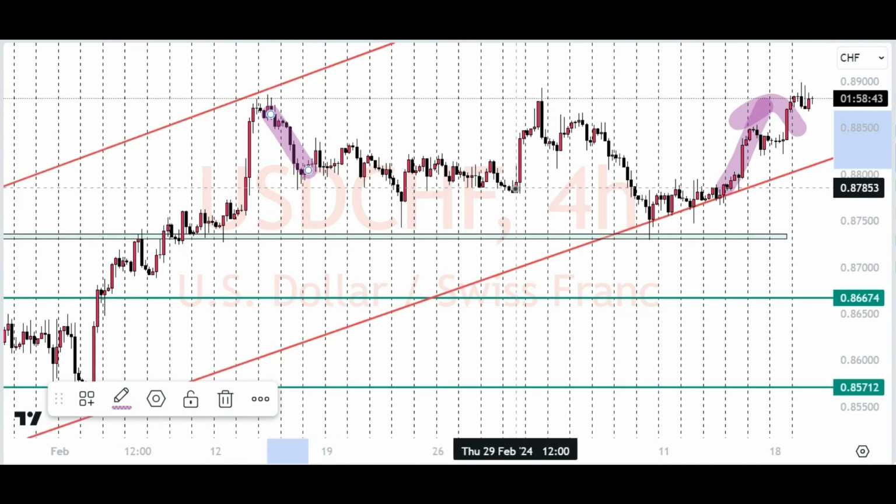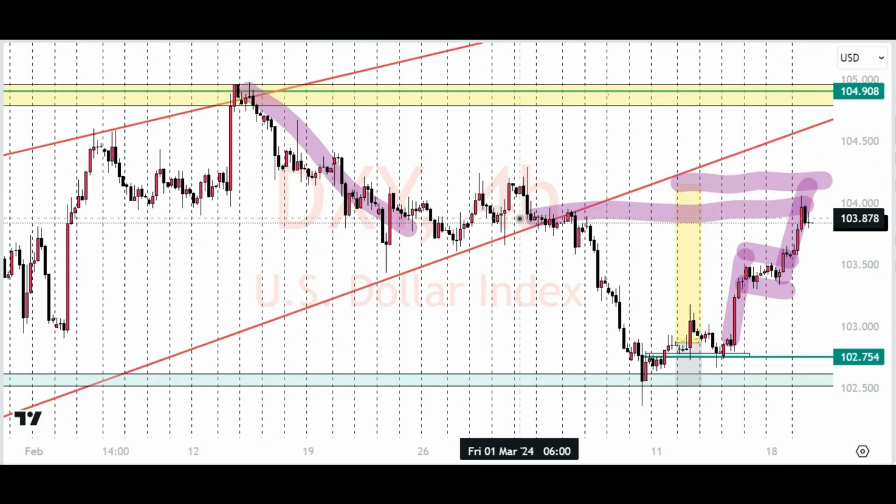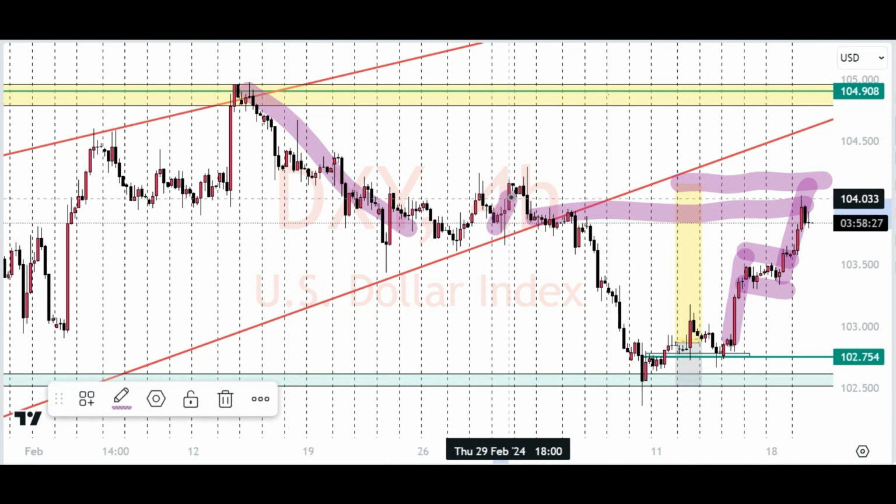So on the USD CHF on the 29th of Feb, market is going up. Let's see what's happening on the 29th of Feb on USD CHF. This is the 29th of Feb, and market did go up. So that's what I mean by USD CHF is a pair correlation of the dollar index.